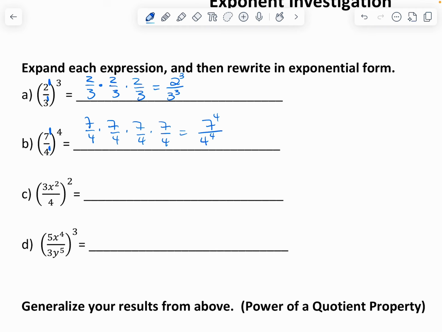Okay, next one. Remember, this has an exponent of 1. This has an exponent of 1. So I'm writing 3x over 4. We're multiplying that by 3x over 4. If I look in the numerator, I have 2 3's and I have 4 x's over 4, and we have 2 of those 4's.